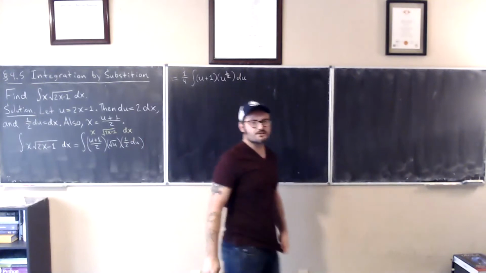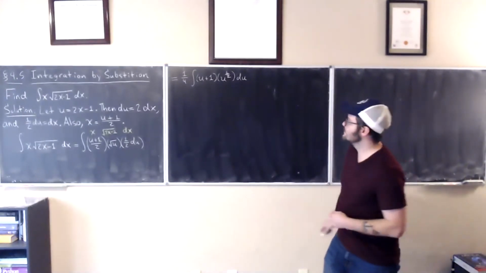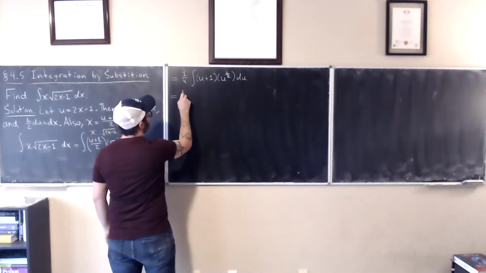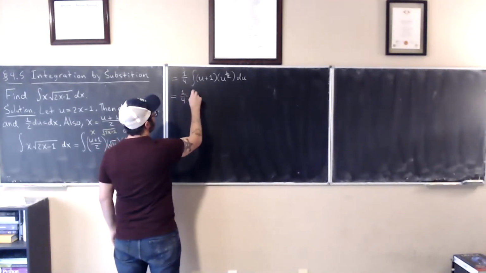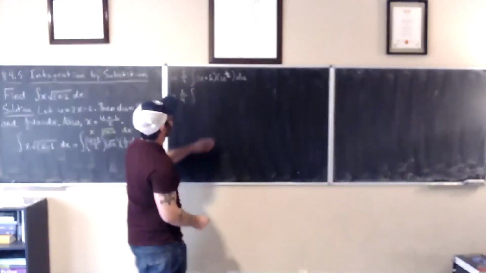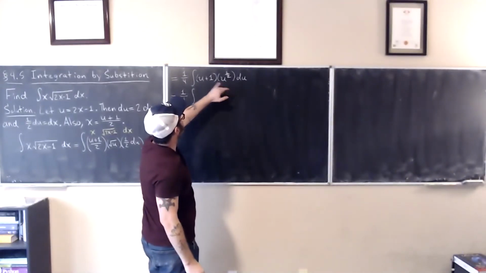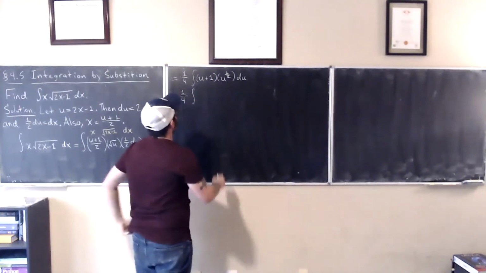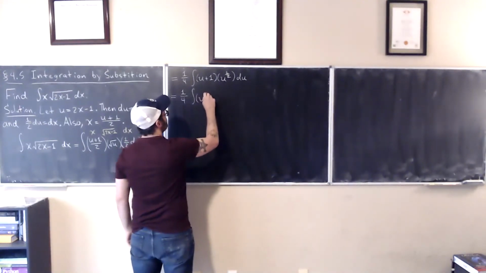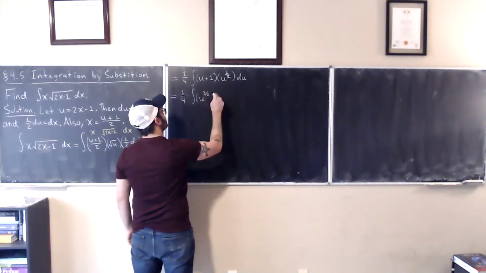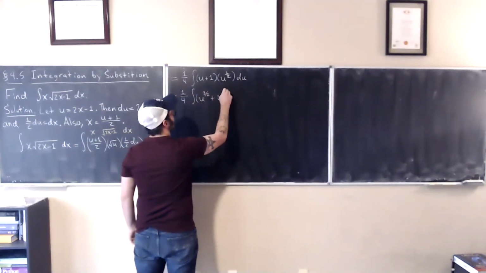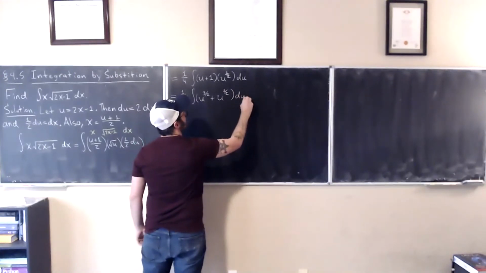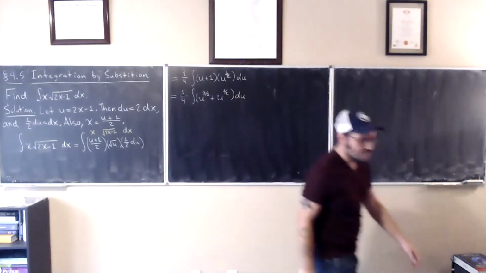Okay, it's starting to look a little bit nicer. So then I'm going to distribute in. So this would be u to the power 1/2 times u, which is u to the power 3/2 plus u to the power 1/2 du. Hopefully we can make out that 1/2.